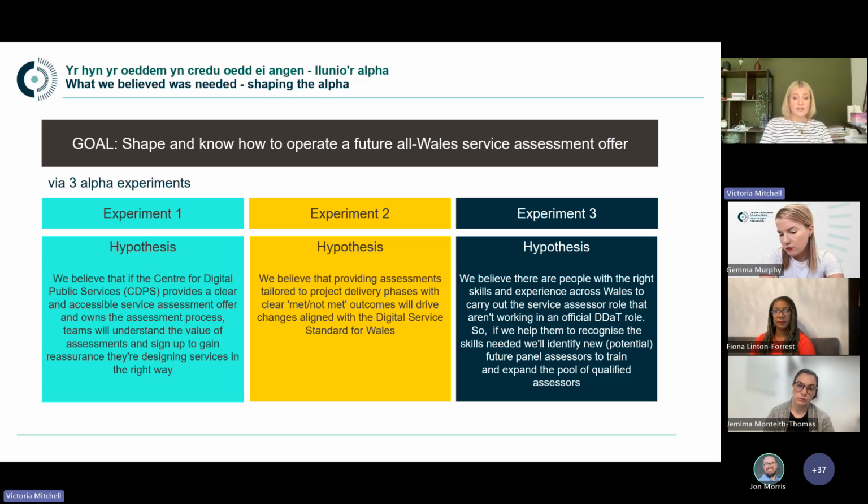And then number 3, so whatever the future service assessment offer is, there is a need for a cohort of suitable assessors. So number 3 was looking at the skill set and how a pool of assessors could be created and expanded sufficient to meet potential demand.